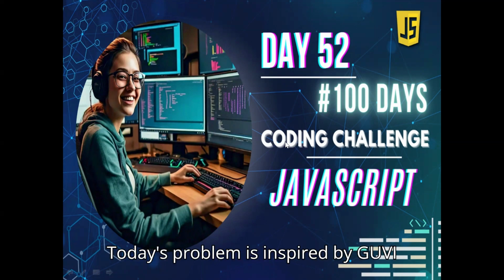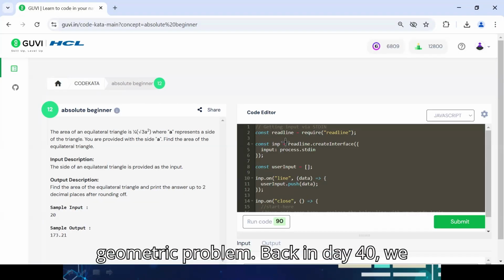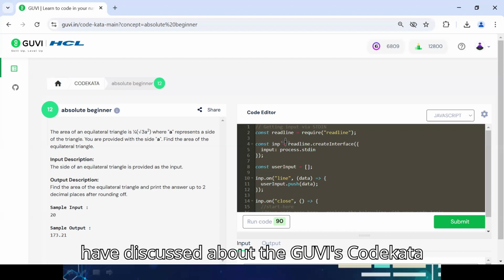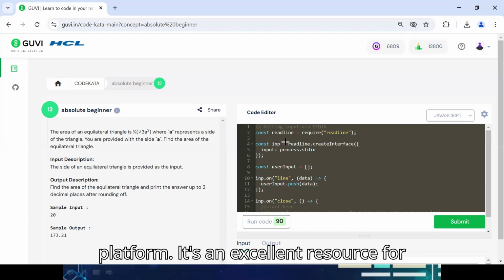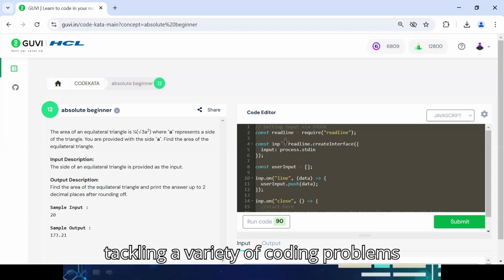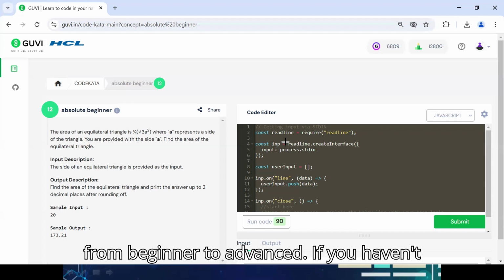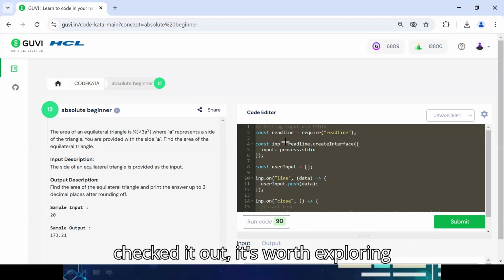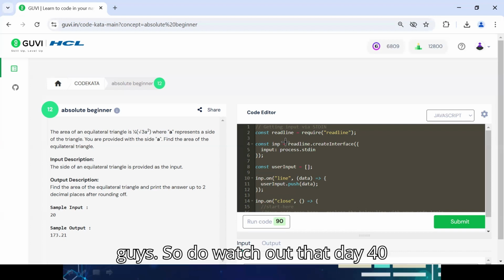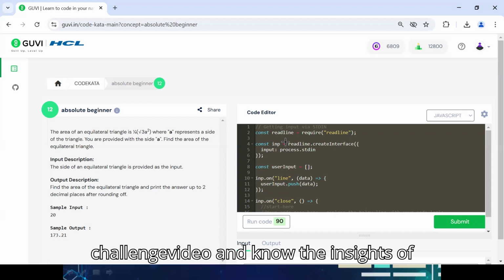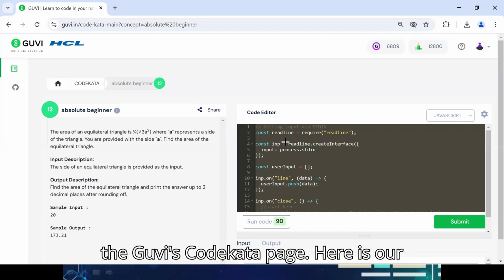Today's problem is inspired by GUVI CodeKata and we are exploring a geometric problem. Back in day 40, we discussed GUVI's CodeKata platform. It's an excellent resource for tackling a variety of coding problems from beginner to advanced. If you haven't checked it out, it's worth exploring, guys. So do watch that day 40 challenge video and get the insights of the GUVI CodeKata page.